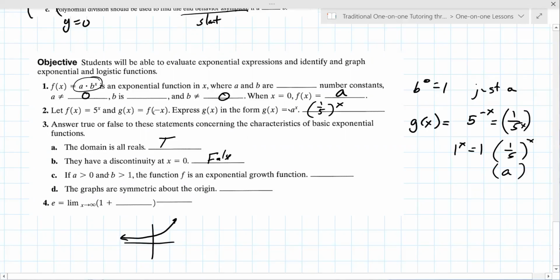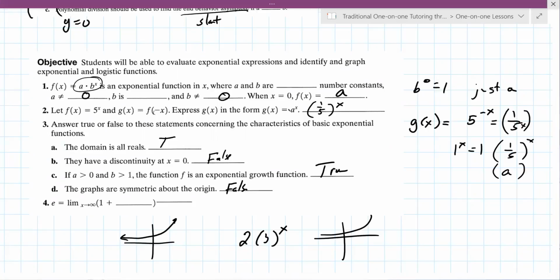So this is important. A greater than 0 and B greater than 0, the function is an exponential growth function. So let's pick some numbers there. Let's say it's 2 times 3 to the x. This is a growth function, so that's true. The graphs are symmetric about the origin. That's false, because you can see here it doesn't look the same on the left and the right.